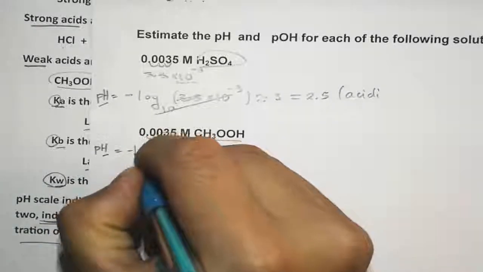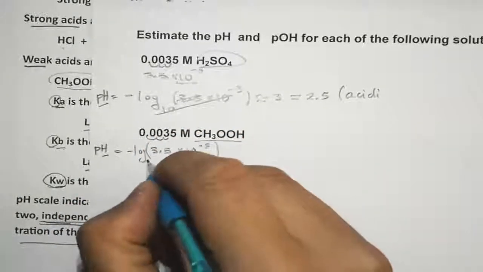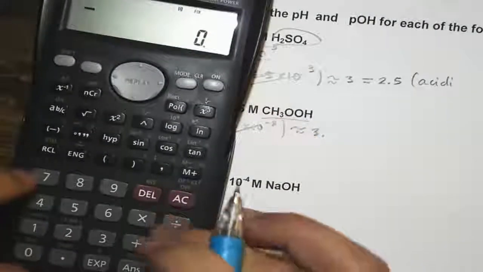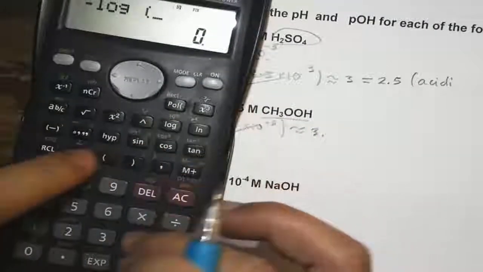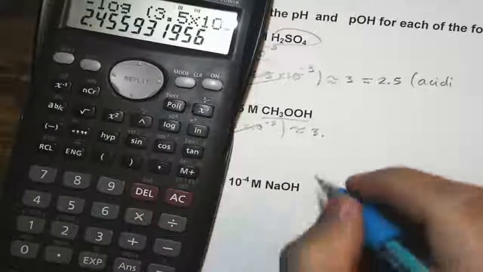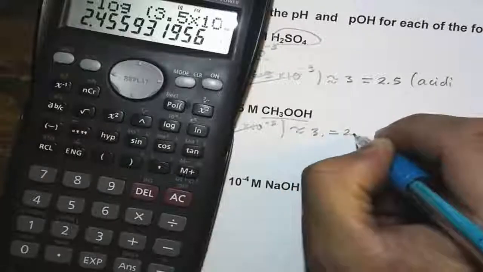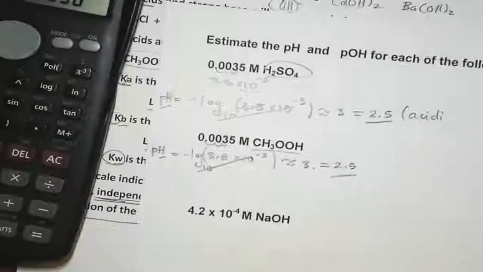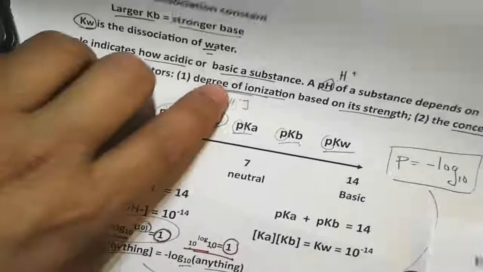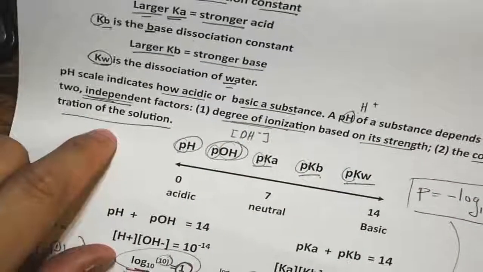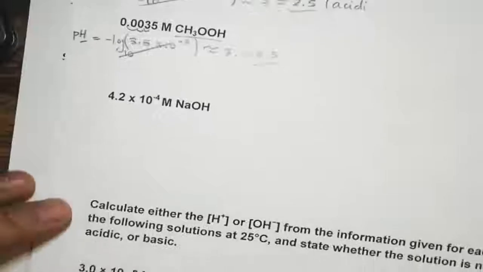Well, in this case, negative log of this, to the base of 10, we can make the same assumption, that's about 3. And if I were to plug this in again, of course it's going to give me the same number, negative log of 3.5 times 10 to the power of negative 3 gives me 2.5. Look at that, it's the same, isn't it? So that's why it's important to understand that pH is based on 2 independent factors, the strength and the concentration of the solution. Okay, so keep that in mind.